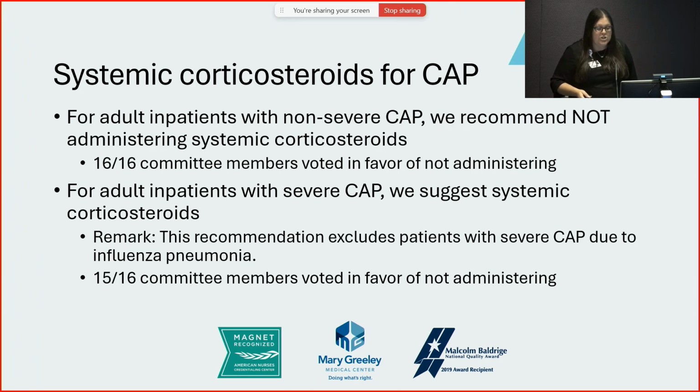And for adult inpatients with severe CAP, here's where it gets different. It does recommend that systemic corticosteroids are used. So I think maybe if a septic patient had pneumonia, this is already a recommendation, but this is just making it a little more clear to use those. Something like hydrocortisone, 50 milligrams IV every 6 hours for a severely ill CAP patient.